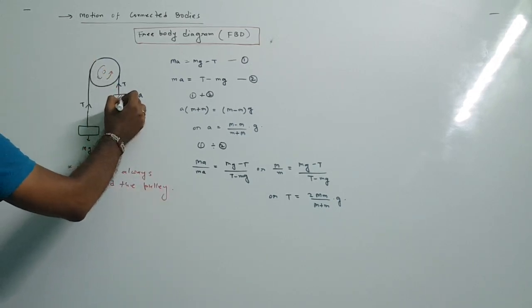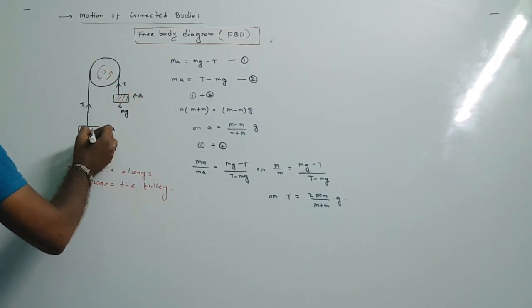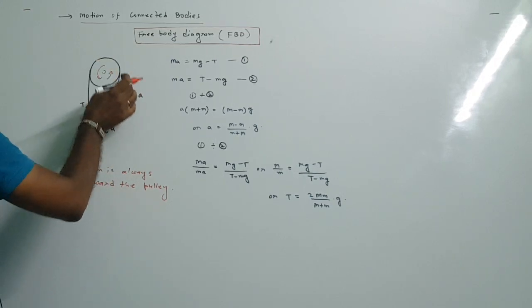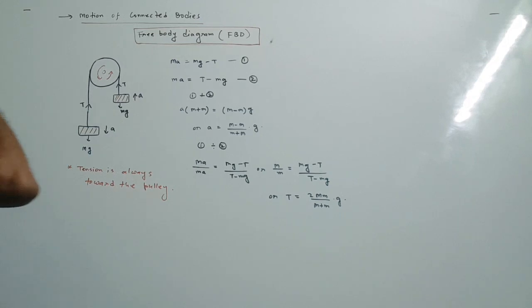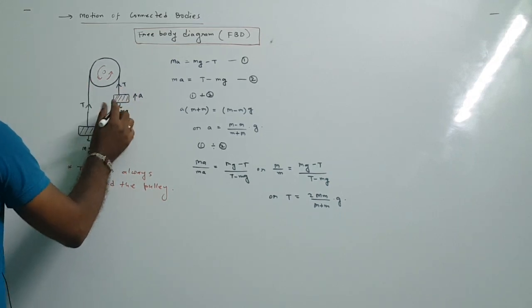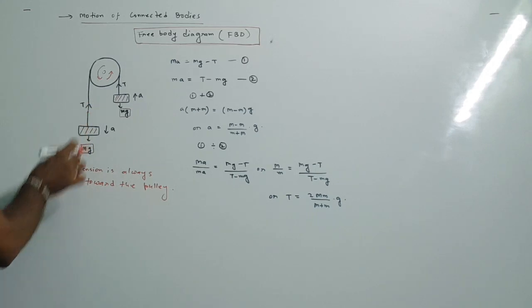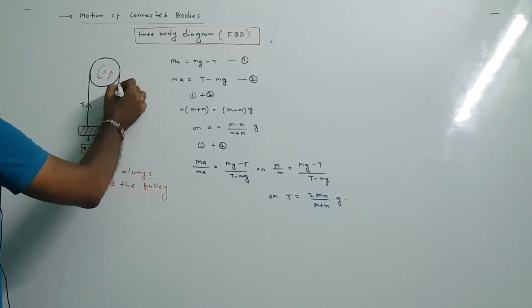See, here capital M mass is attached, here small m mass is attached. So the acceleration due to gravity is downward, so the force here is downward. Here the force is mg. Here the force is capital M into g, which is downward. Tension is always towards the pulley.